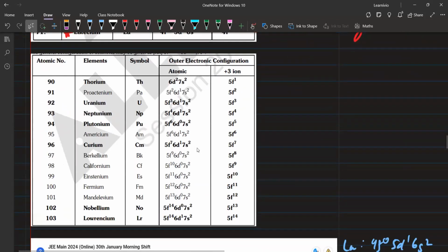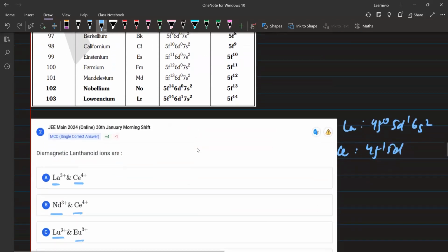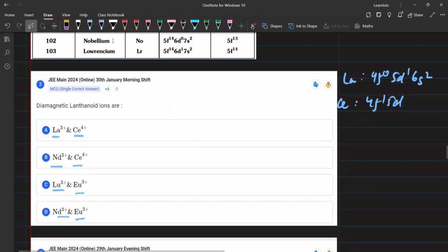For example, here thorium. In thorium, if I am going to take +3 oxidation state, तो आपके पास बचा रहेगा 6d1. But this 6d1 does not remain, ये किसमें चला जाता है, 5f में चला जाता है, 5f1 हो जाता है. ठीक है, तो इसको बस ध्यान रखिएगा. Whatever electrons are remaining, they will go to the f subshell. Okay, Tarif, waiting for a few more answers. Take one more minute.